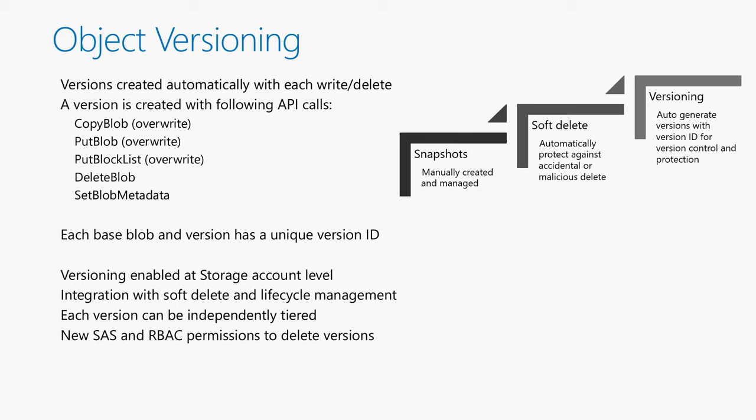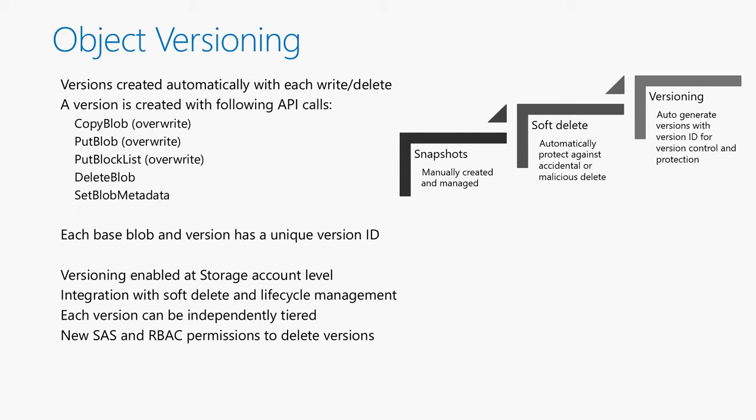Previously, we have snapshots where you can manually create a snapshot before you write. This creates a point-in-time copy of your data. Then we also released soft delete, which protects against accidental or malicious deletes by creating snapshots for you on the back end upon deletion or overwrite.